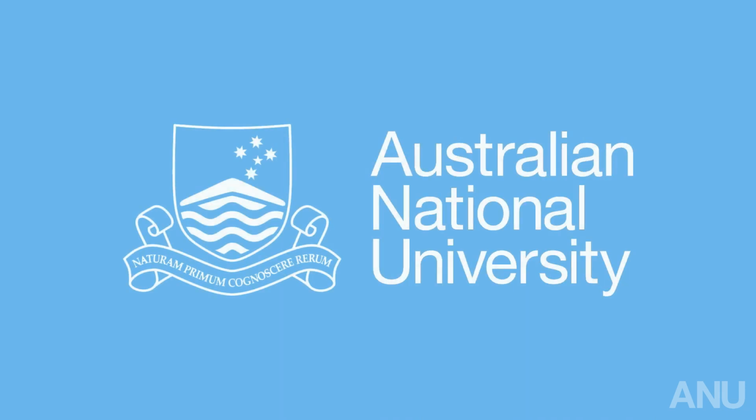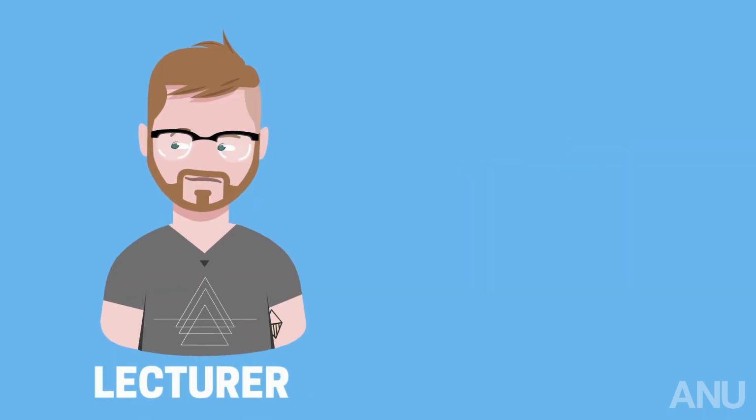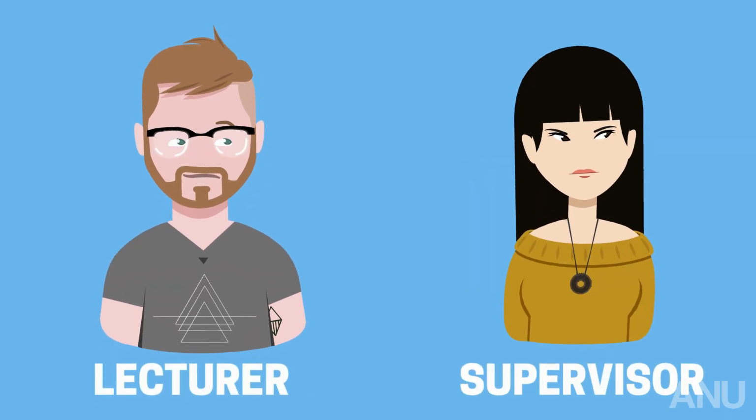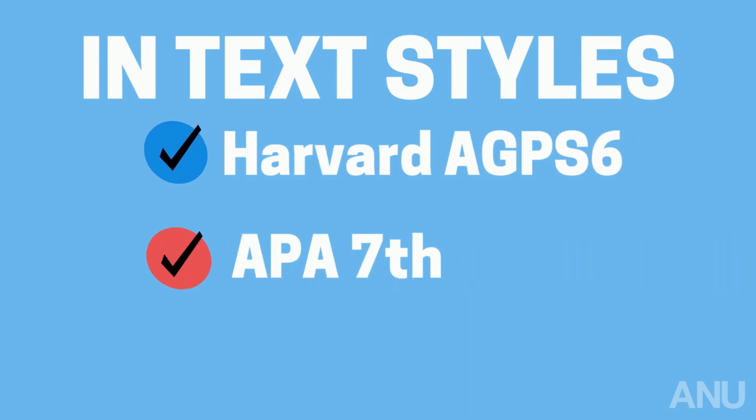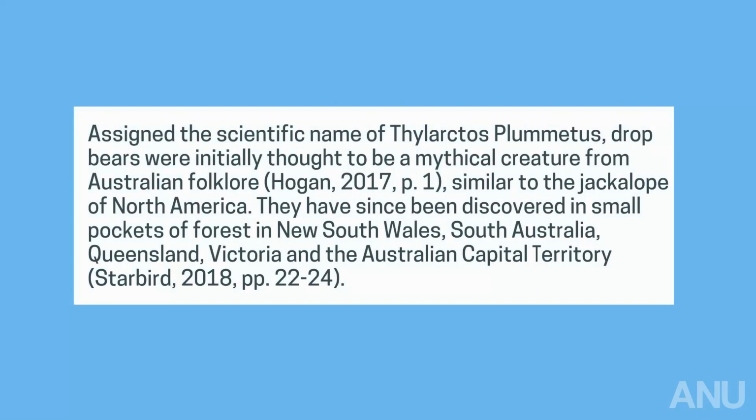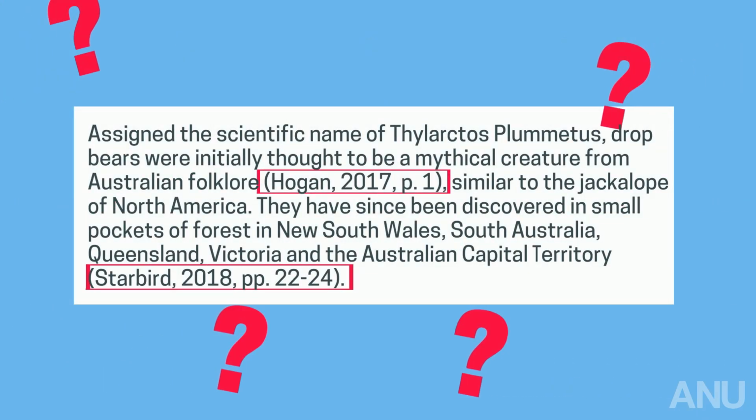At the Australian National University, each division and faculty has its own stated citation style preference. Check with your lecturer or supervisor if you're at all unsure. Whether Harvard AGPS 6, APA 7th, MLA, or one of the thousands of other referencing styles in existence, in-text citations can take a bit of time to wrap your head around.